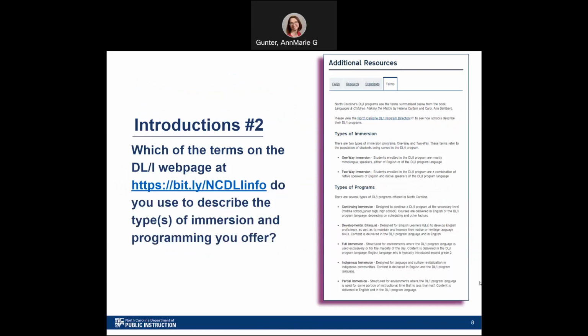The second part of our introduction is for you to describe your DLI programs. So which of the terms on the DLI webpage at bit.ly/ncdli-info do you use to describe the types of immersion and programming you offer? You see a screenshot there, so if you take that link and go over to our DLI page for North Carolina, you'll see under the Terms tab for additional resources, the types of immersion, either one-way or two-way, which is defined by the population of students that are being served in your program, and then the type of program, which refers to the amount of time or the structure of your program. And you can see your different options there that you can choose from.